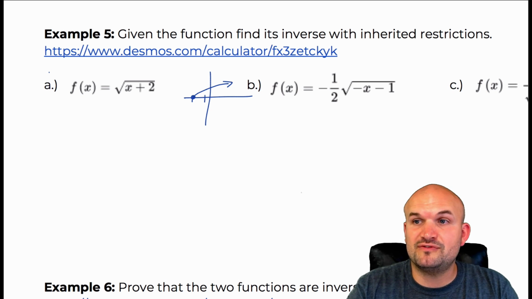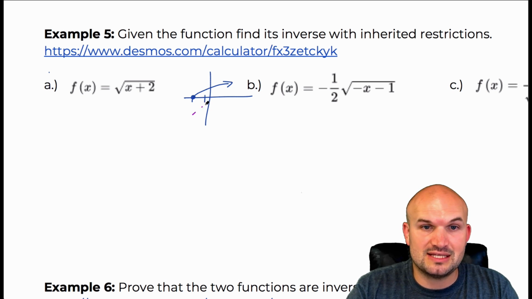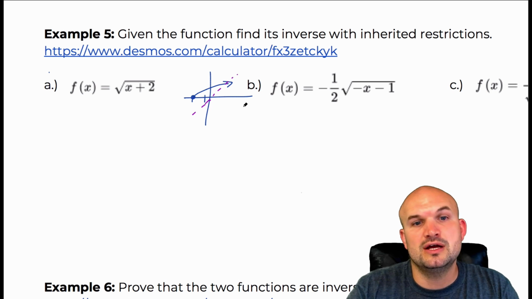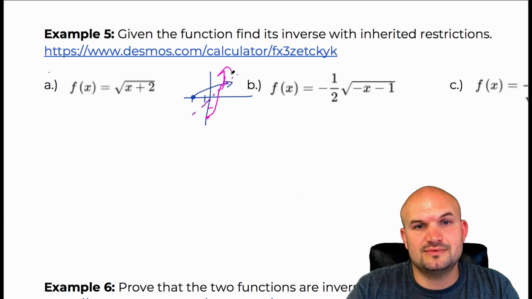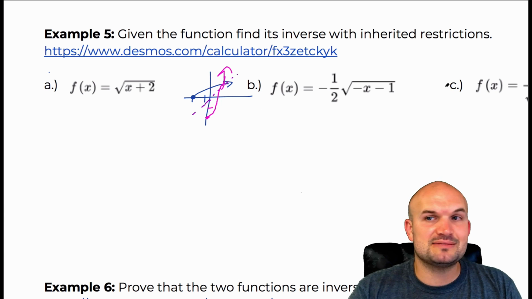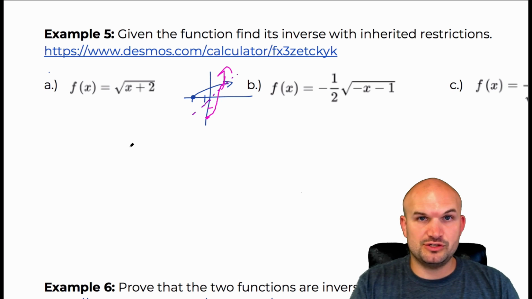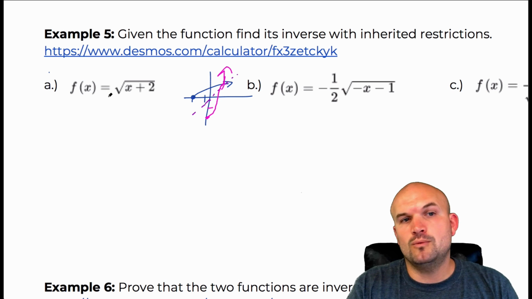Now, if I was to reflect this about the y equals x line, you can see here that my graph would look something like this. Down 2. It'd look something like that. All right, but now let's do our algebraic operations to identify what the inverse would be.